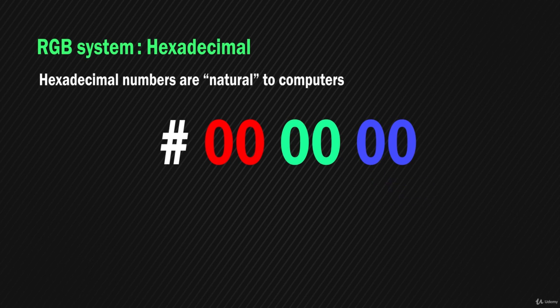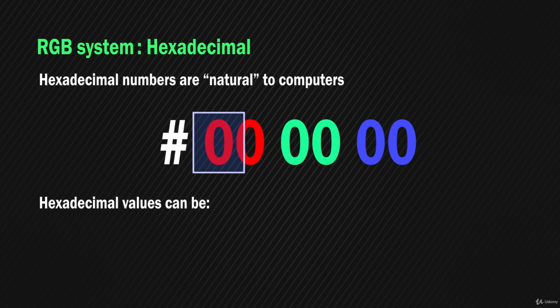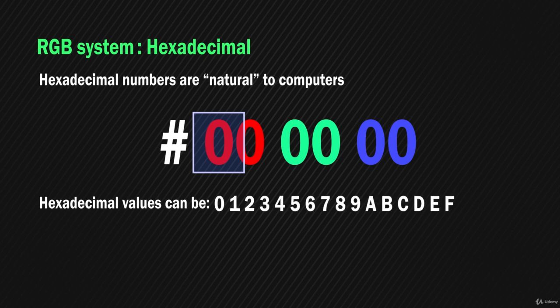And in the hexadecimal system, the first 2 digits are relating to red, the second 2 green, and the last 2 are related to blue. So that kind of makes sense, but let's take a look at one of these values. Hexadecimal values can be from 0 all the way to the character F.